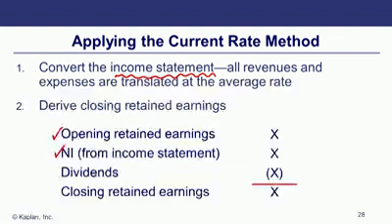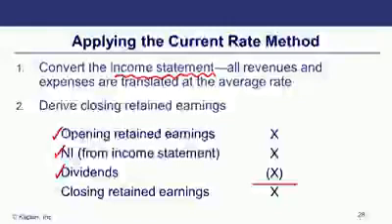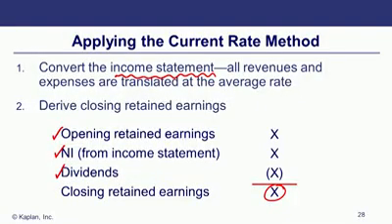Opening retained earnings are just last year's closing retained earnings. If we have any dividends, those dividends will be at the historic rate during the year. And that allows us to calculate our closing retained earnings. So essentially, this time we're working down, no plug figures involved. Opening retained earnings plus net income from the income statement, essentially minus dividends, and that's going to give us our closing retained earnings.